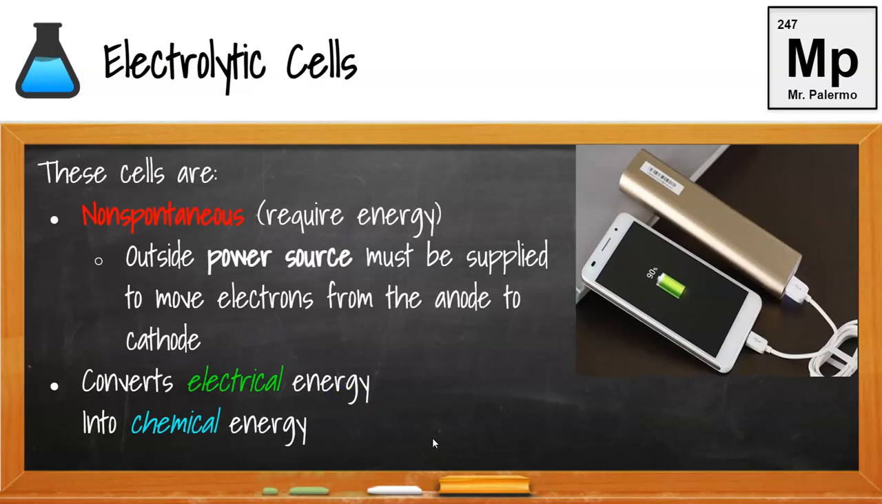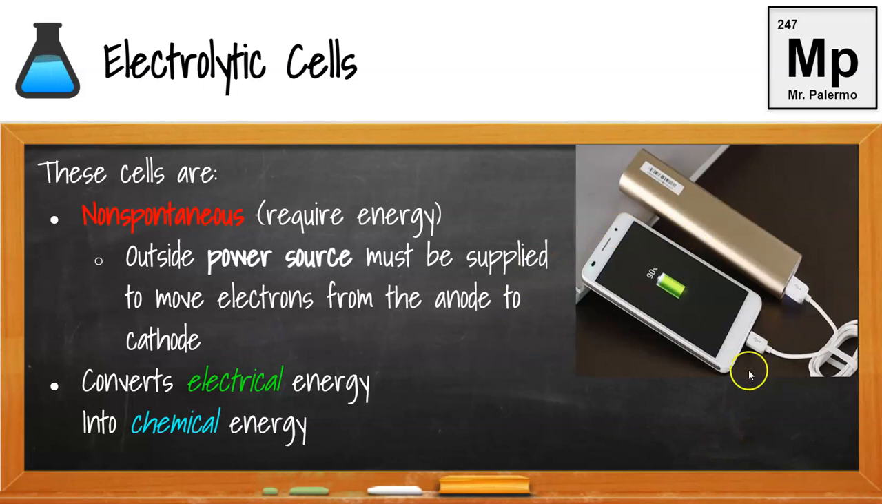Unlike the voltaic cell, which was spontaneous, the electrolytic cell is non-spontaneous, meaning it's going to require energy. This energy from a power source like a battery must be supplied to move the electrons from the anode to the cathode. And when it does that, it's going to convert that electrical energy from the power source back into chemical energy stored in the battery.